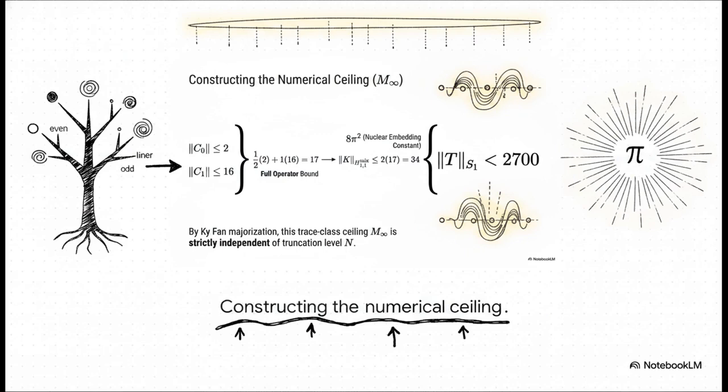Let's follow the numbers. The even branch gives us a norm of 2. The nonlinear odd branch bounds at 16. With their respective weights, the full operator bound aggregates to 17. Then, by bounding the mixed Sobolev kernel, which gives us a factor of 2, taking us up to 34, and combining it with the nuclear embedding constant of 8 pi squared, we utilize Chi-Fan majorization to establish a definitive trace class ceiling for the entire operator.